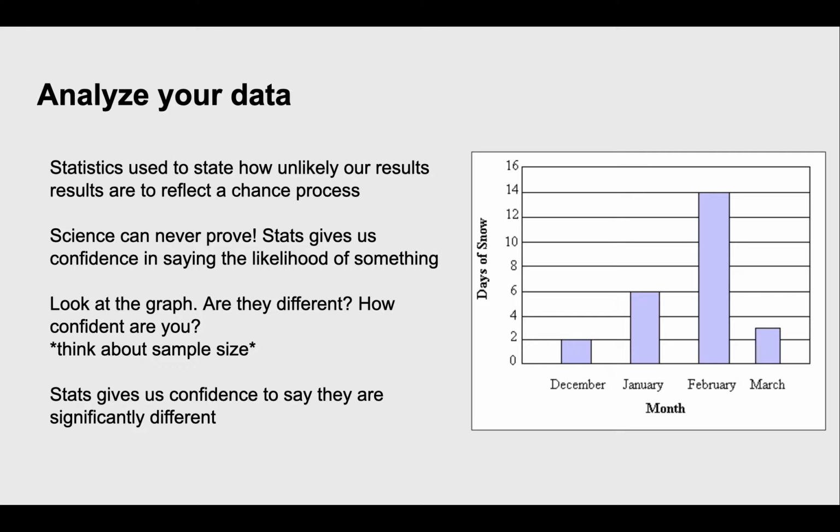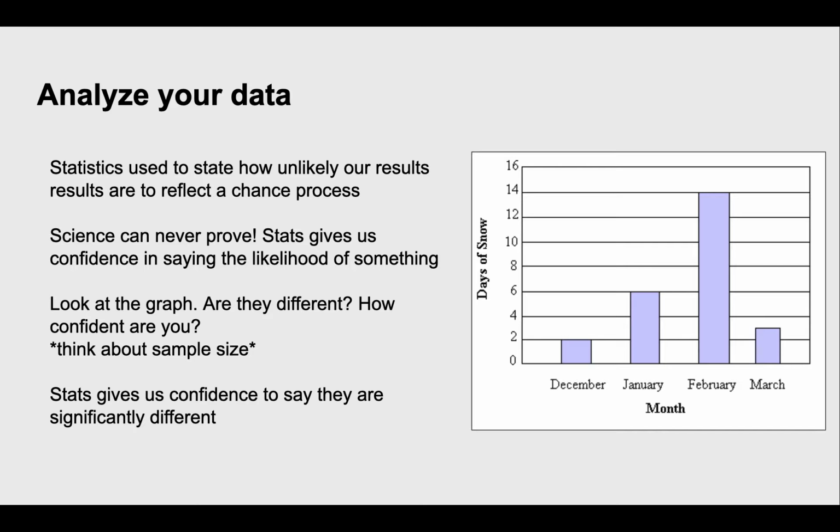So if we look at this graph here, and we have different months and number of days of snow, do they look different? The different months, do they have different days of snow? Yeah. February is definitely the most snowy out of those 4 months there. What is your confidence level in saying that that's not just due to random chance? You could be fairly confident, that's a higher bar, but you don't have anything to back up your confidence.